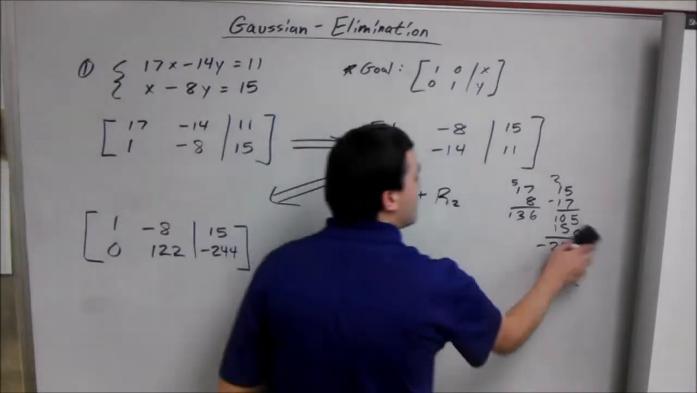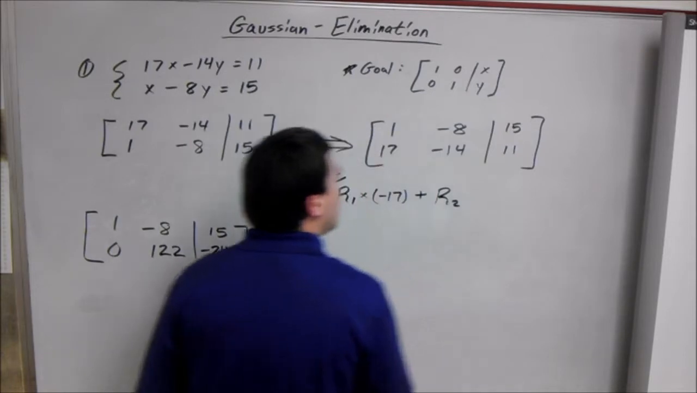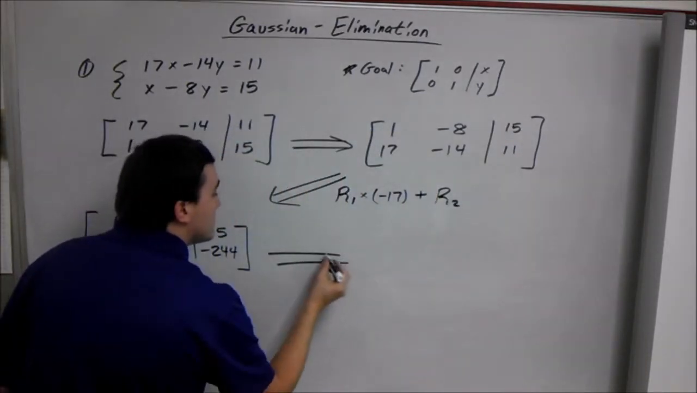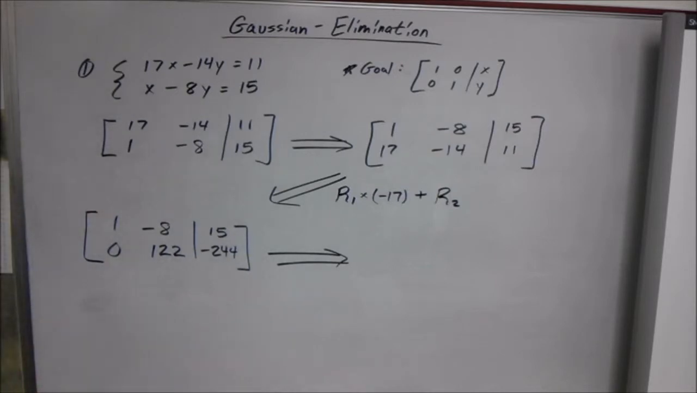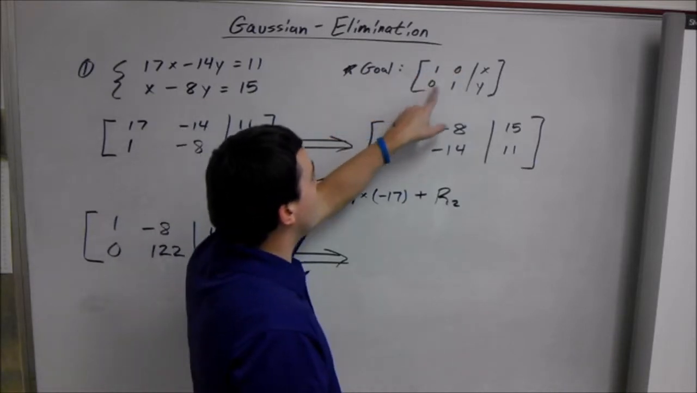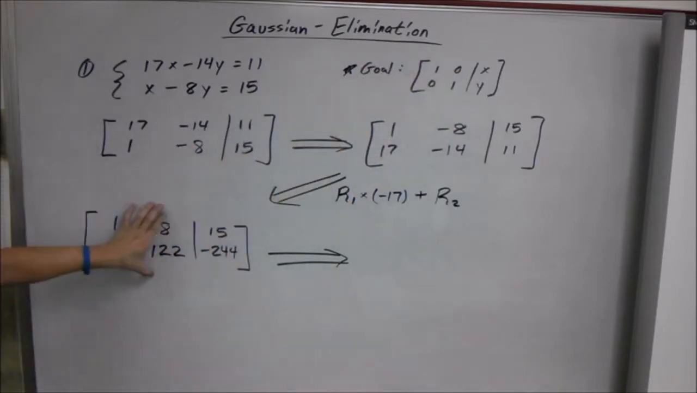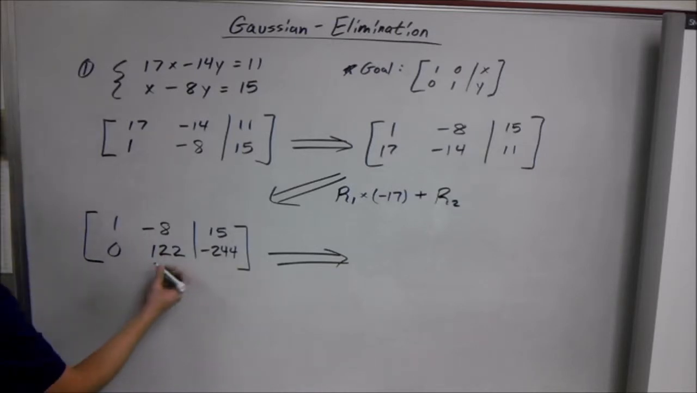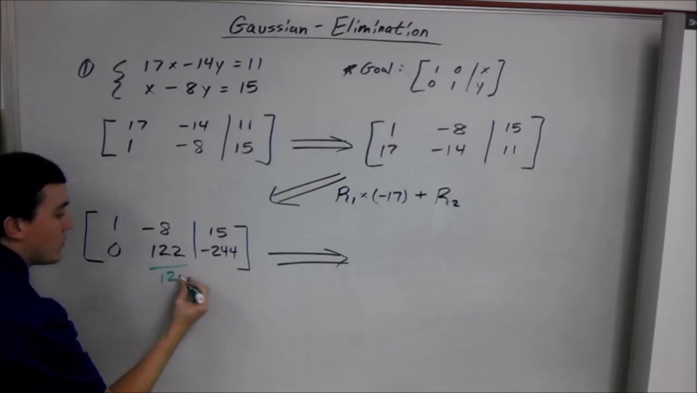Alright, we don't really need this. Our next step is to try and make this a 1. Alright? And then once we make that a 1, it's going to be easy to get rid of this and make it a 0. So we're just going through the steps, trying to get 1, 0, 0, 1 in the matrix on the left-hand side of the bar. Well, to make that a 1, the best way to do it is to divide both of these by 122.